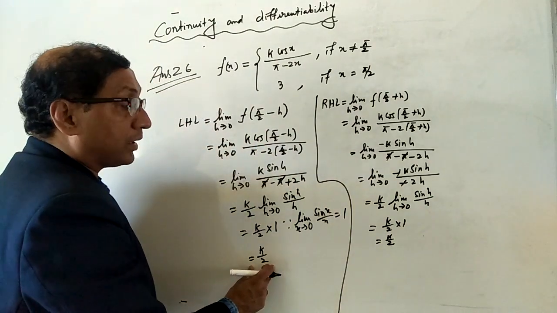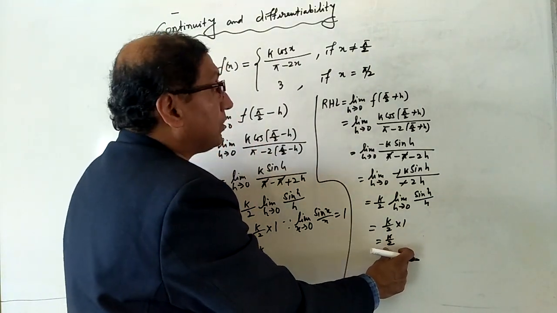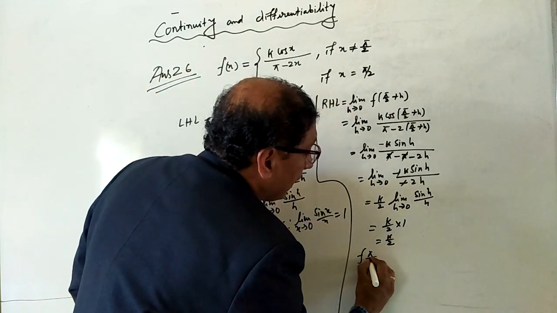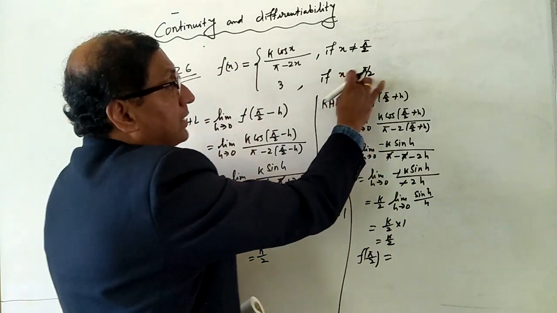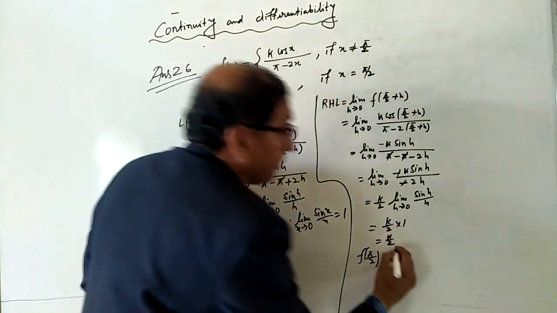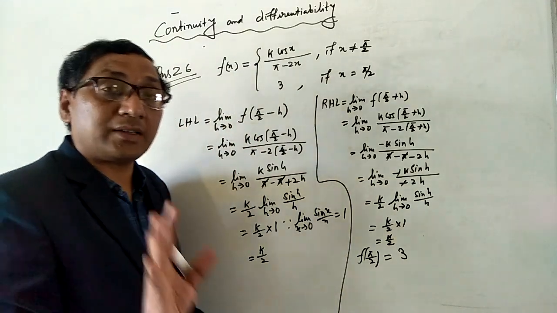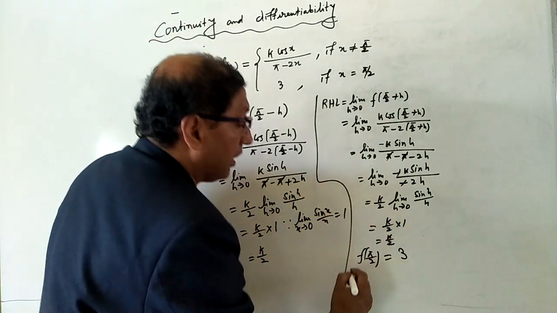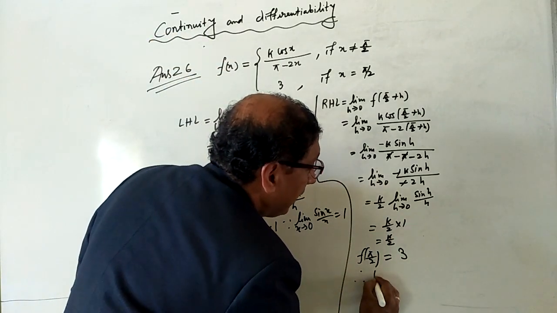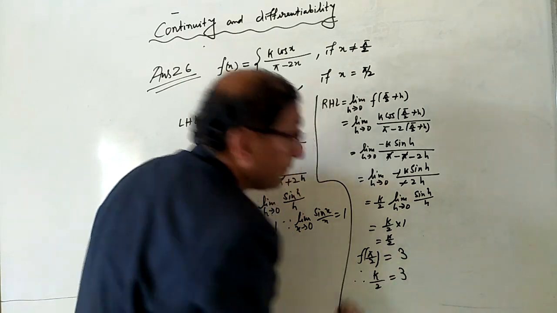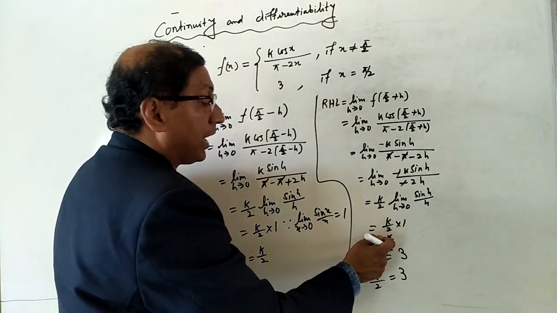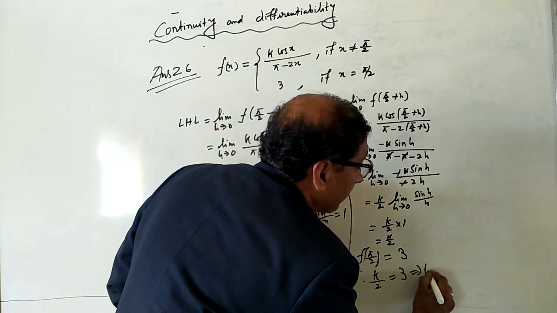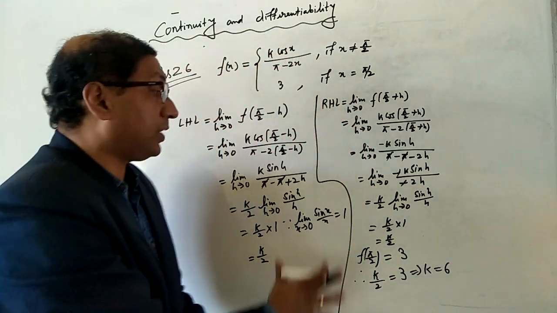So left hand limit ka value we got k by 2, right hand limit also k by 2. One more thing we have to find, that is f(pi by 2). f(pi by 2) means the value of x is pi by 2. What is given? 3. So its value is 3. Now since the function is continuous, already given, all three will be equal. It means k by 2 equals 3, right? Because left hand limit equals right hand limit equals image. So k by 2 equals 3, so k equals 6. I hope you understood.